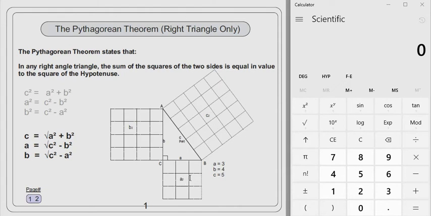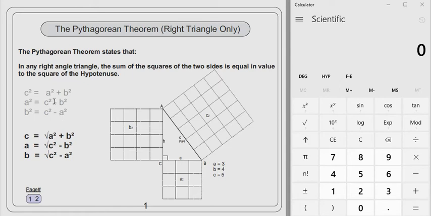So if this was an unknown value, and we had gone through the math and squared 3 to get 9, and we squared 4 to get 16, 16 plus 9 is 25. We take that 25 value, which is a squared unit value, we square root it to go from an expanded value down to a contracted value or a linear value, and we end up with 5. This always works on a right triangle.